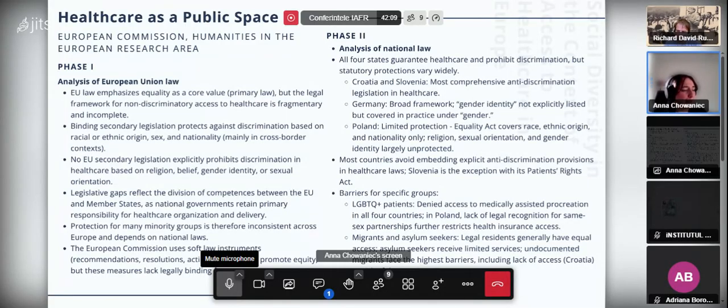And what were the findings there? National laws differed in scope and coverage, of course, as could be expected, with Slovenia and Croatia having the most comprehensive anti-discrimination legislation in healthcare, and Germany had some, and Poland very little. Still, most of the countries generally avoided embedding explicit anti-discrimination provisions in healthcare acts, Slovenia being the only country where it was done. Also, we identified some common barriers for specific groups within this legislation. So, for example, for LGBTQ plus patients, and for migrants and asylum seekers, issues with legal residence and access to public healthcare, which also could be expected.